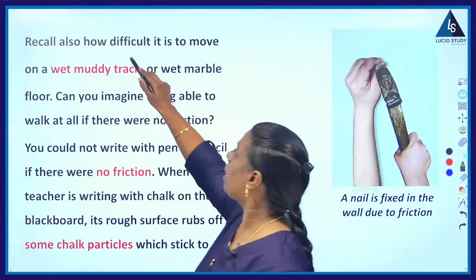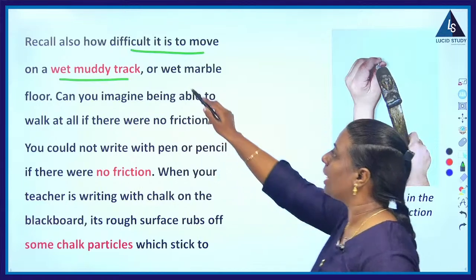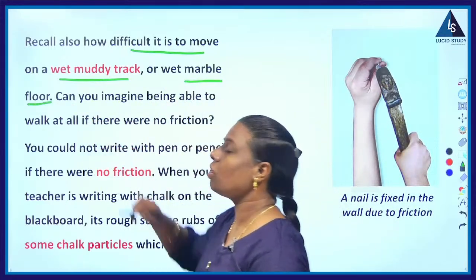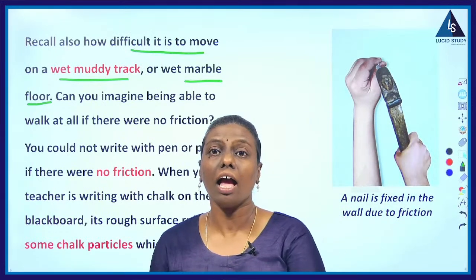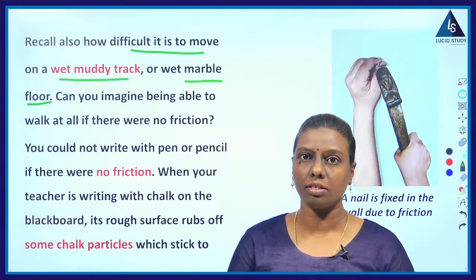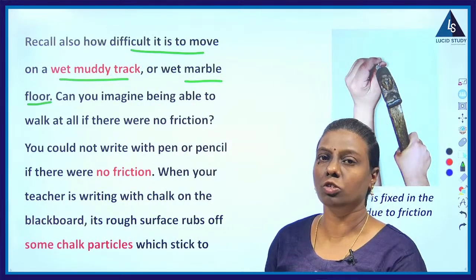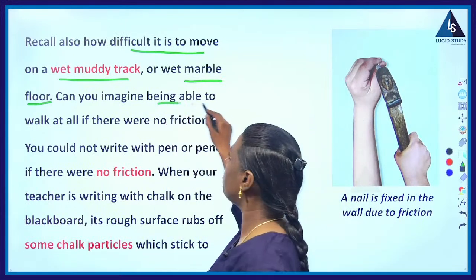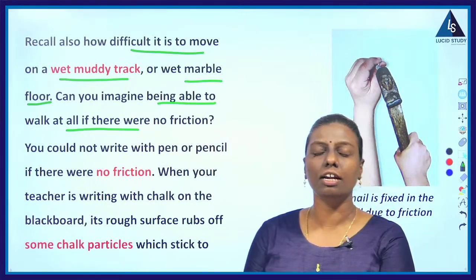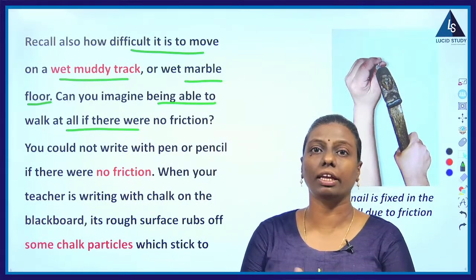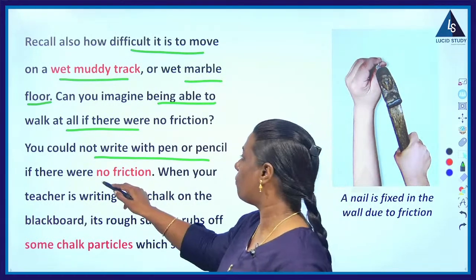You can recall how difficult it is to move on a wet muddy track or a wet marble floor. When you are asked to move on a wet muddy track, can you move fast on the surface? No. Or on a wet marble floor? No. So why is that? Can you imagine being able to walk at all if there were no friction? Can we walk on the surface if there is no friction? No, we cannot walk. You could not write with a pen or pencil if there were no friction.